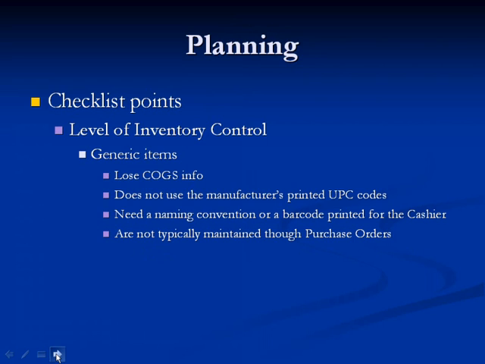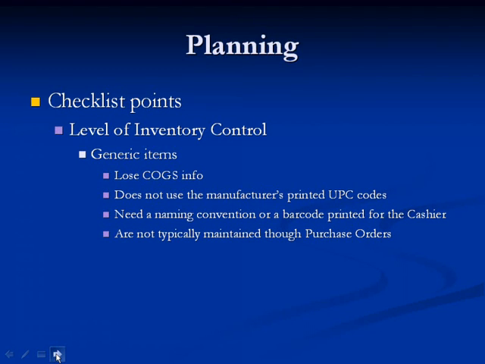One of the downsides to generic records is that you're going to lose a level of cost of goods sold. How much you lose depends on how much information you've actually put on the record, and you may have that vary from generic record to generic record. So depending on how much information is not in there, that's how much cost of goods sold information you're going to lose on that. The other thing is you're not going to use the manufacturer's UPC code.